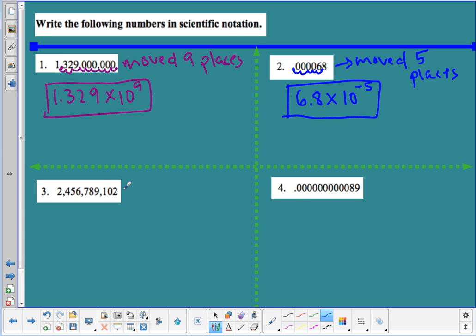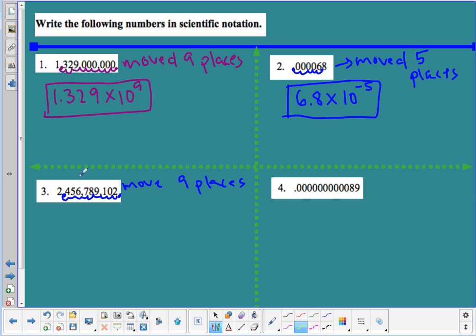So what I like to do is first figure out where our decimal point needs to be. Right now it's there. I need to have it between the 2 and the 4. So I'm going over 1, 2, 3, 4, 5, 6, 7, 8, 9 times. So I'm moving my decimal point 9 places.